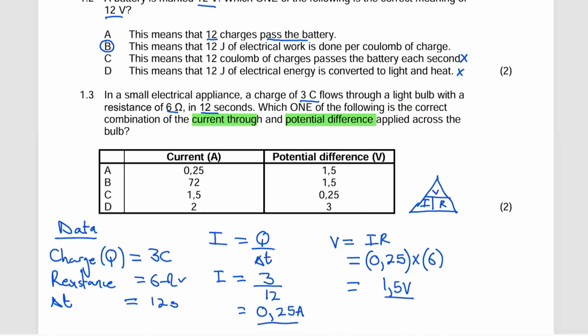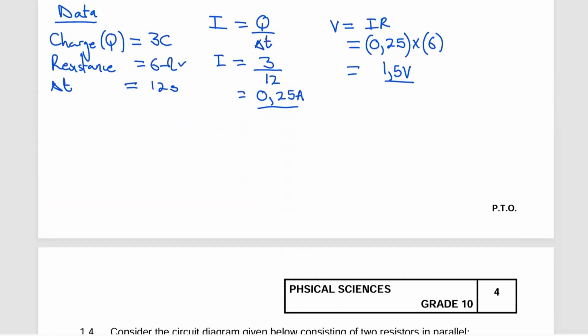So according to the information that is actually provided in the multiple choice, we can see our current says 0.25 and then our potential difference is 1,5. So it means the correct answer is A. The rest of the other options are wrong. Then we proceed to the next question.